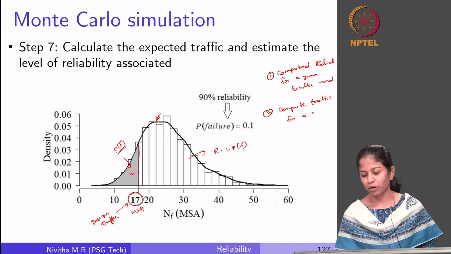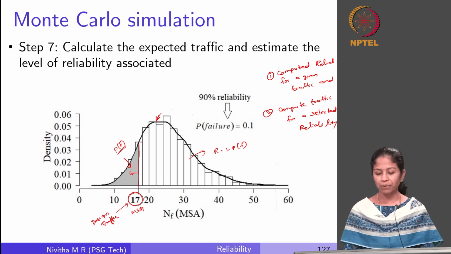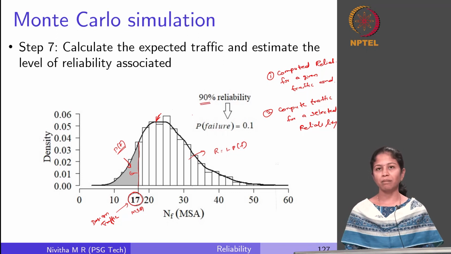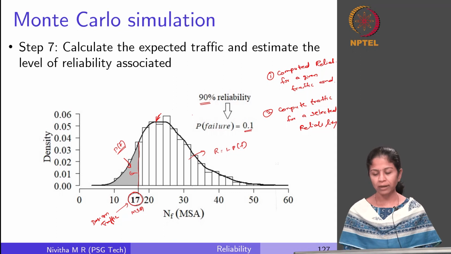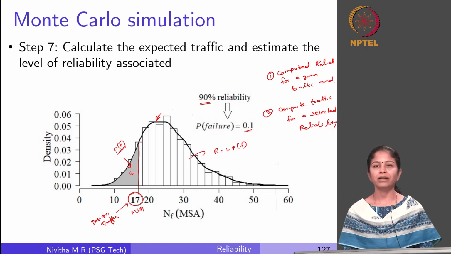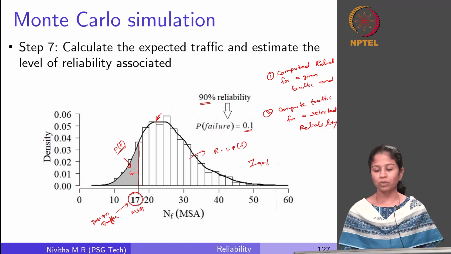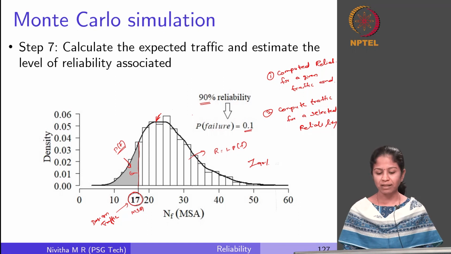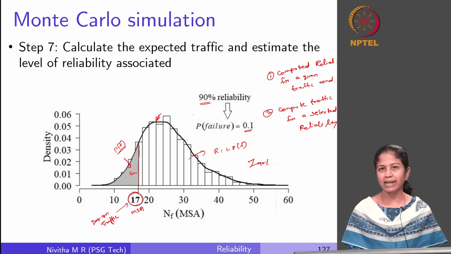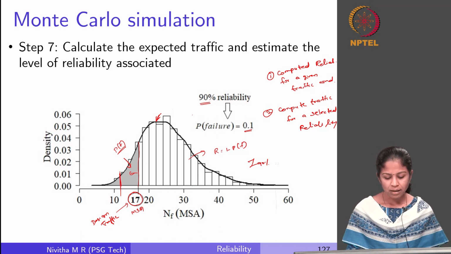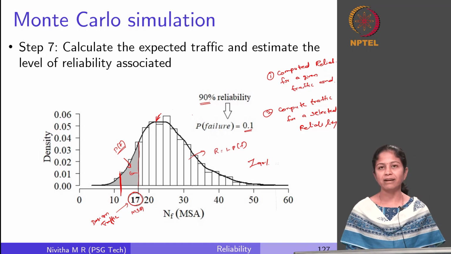The second one, what we are going to do now is to compute traffic for a selected reliability value. So how are we going to do this now? Let us say that we are interested in 90% reliability, or the probability of failure is 0.1, right. So we will go back to the standard normal table, find out what is the standard normal deviate corresponding to 90% reliability. We identify the value. So let us say this unshaded area, right, this is my reliability. So this should be 90%. Let us say this is where I will obtain my standard normal deviate.